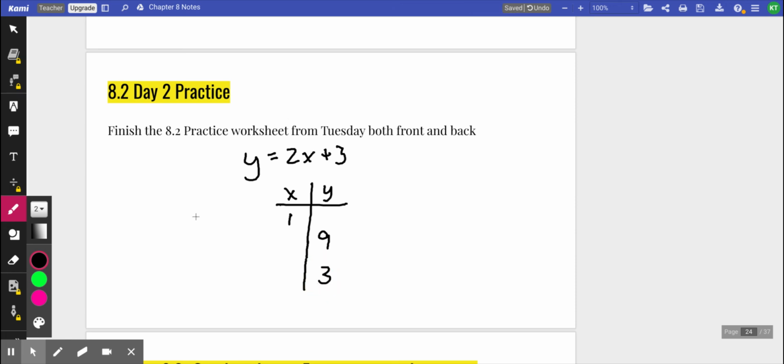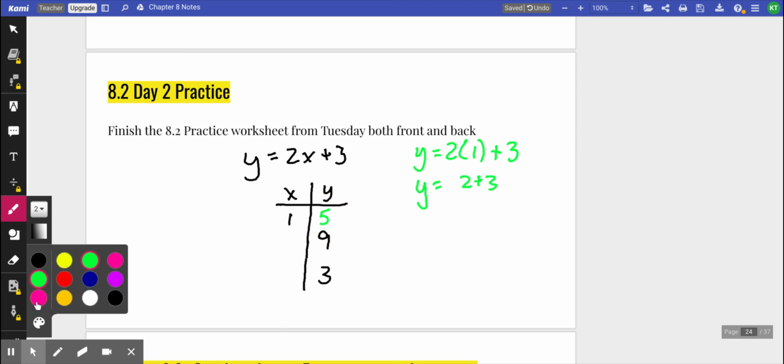So for that, it gives you the variable. It doesn't matter which one it tells you. So it tells me here x is 1. So I'm going to plug in y equals 2 times 1 plus 3. I'm going to plug in 1 for the x value. So y equals 2 plus 3. So when x is 1, y is 5.